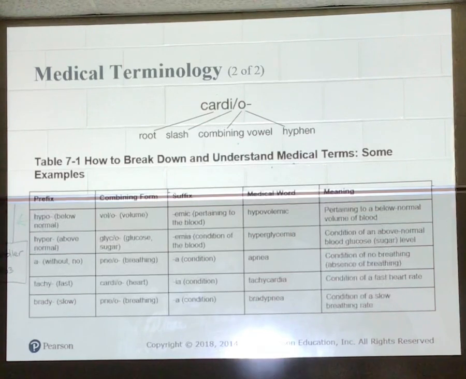Okay, hyper. Alright. So if I told you somebody had hypovolemia, what would you think that they had? Well, what is vol? Volume. Low blood volume. Yes. Alright. They had hypoglycemia. Emia is a condition of the blood. Hyper is what? High. And glyco, sugar. Okay.